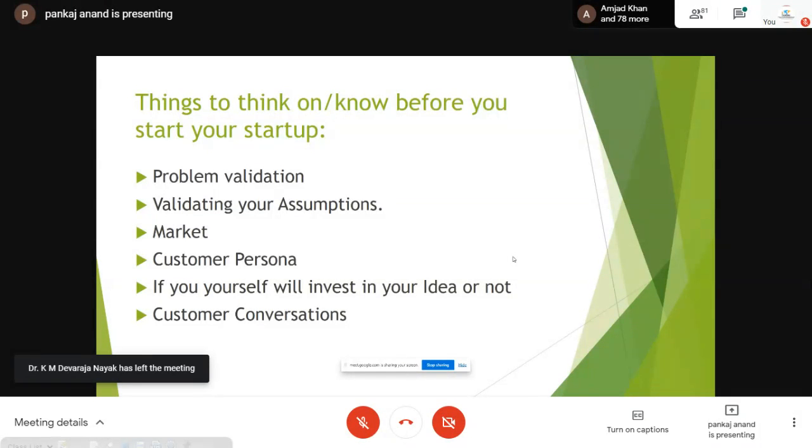Problem validation, as we have just discussed, is a very important thing. You need to validate how big that problem is, or whether that problem is actually a problem or not, all those things. Then the next thing comes: validating your assumptions.